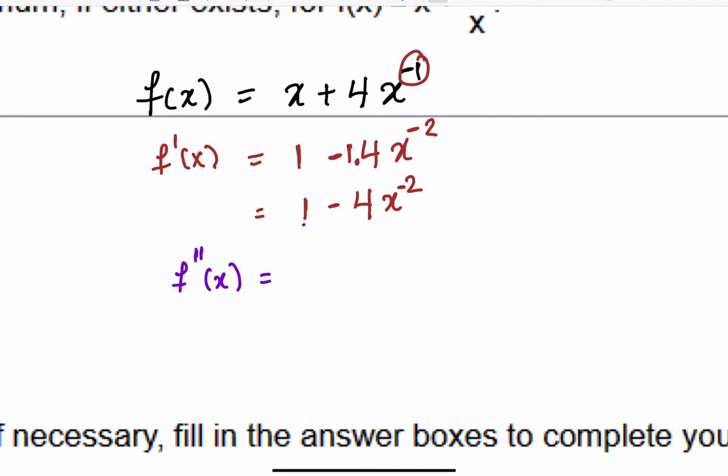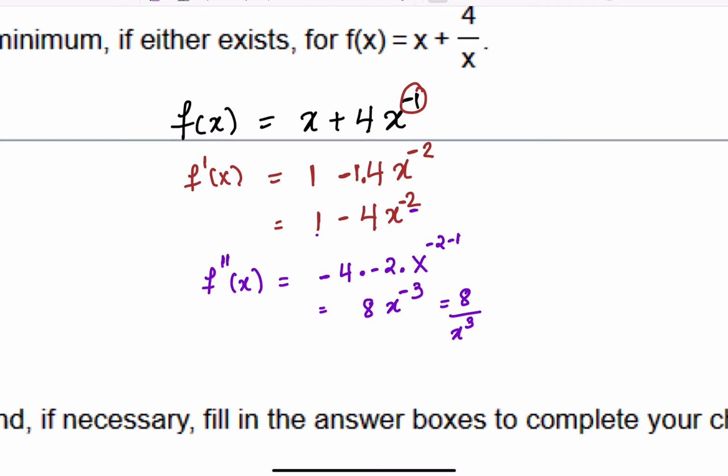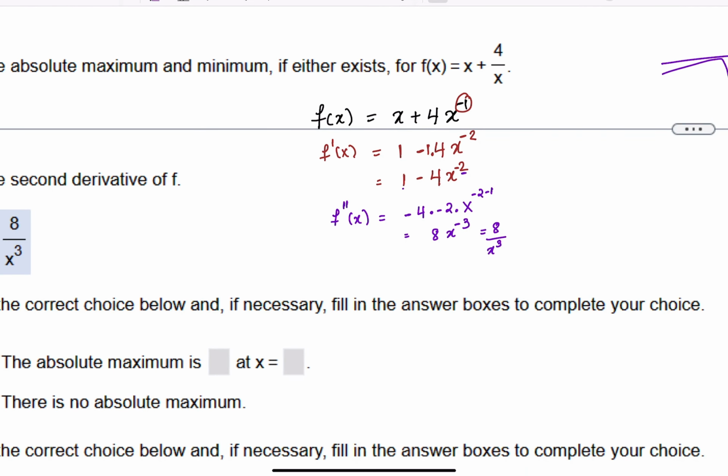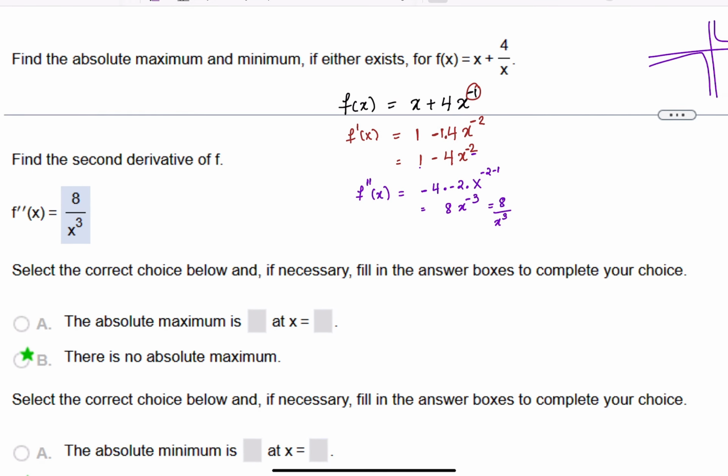The derivative of 1 is 0, so negative 4 times negative 2 times x to the power negative 2 minus 1, which is 8x to the power negative 3. Remember, I don't like to have negative powers. Pearson does not let you put in negative powers, so I'm going to move it all the way to the bottom, and that's what I have. So this is my second derivative.